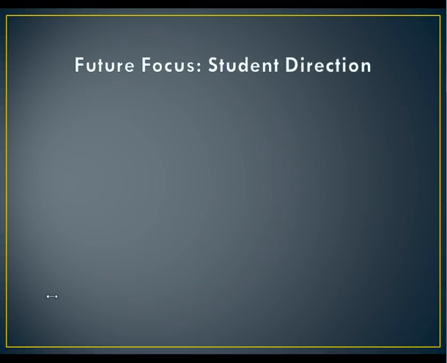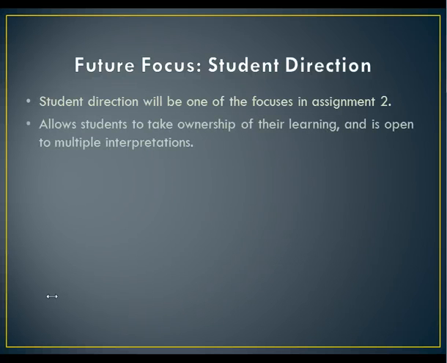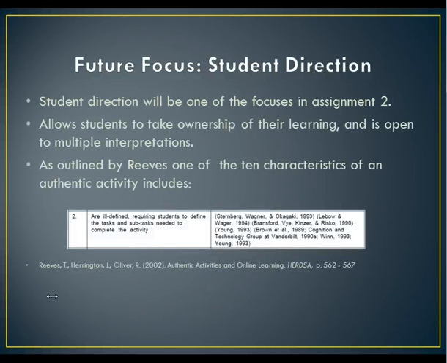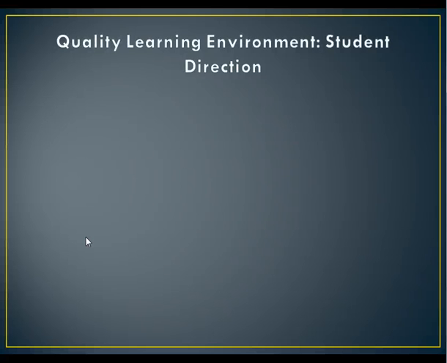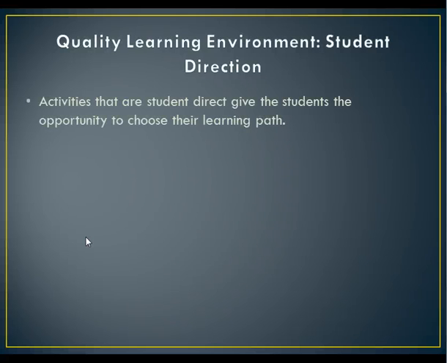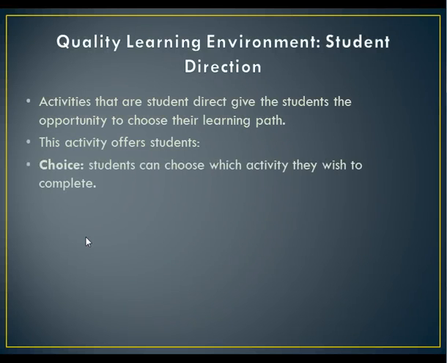The element of the quality teaching model that we will be carrying through to Assignment 2 is student direction. As described by Reeves, one of the 10 characteristics of authentic activity requires the task to be ill-defined, requiring students to define the tasks and subtasks. This artifact allows students to take autonomy of their learning and is open to multiple interpretations.